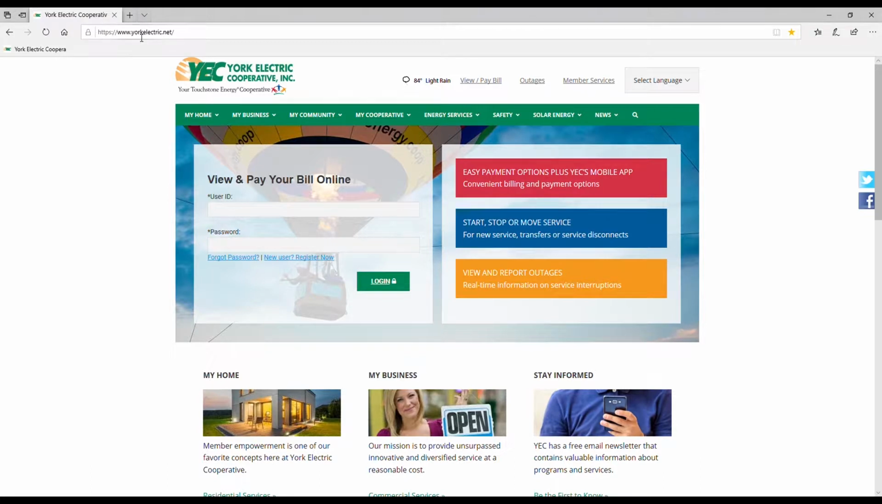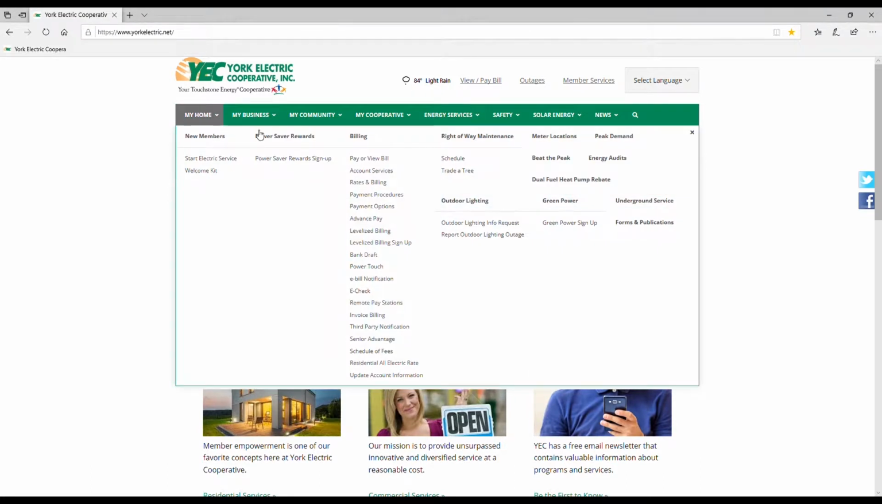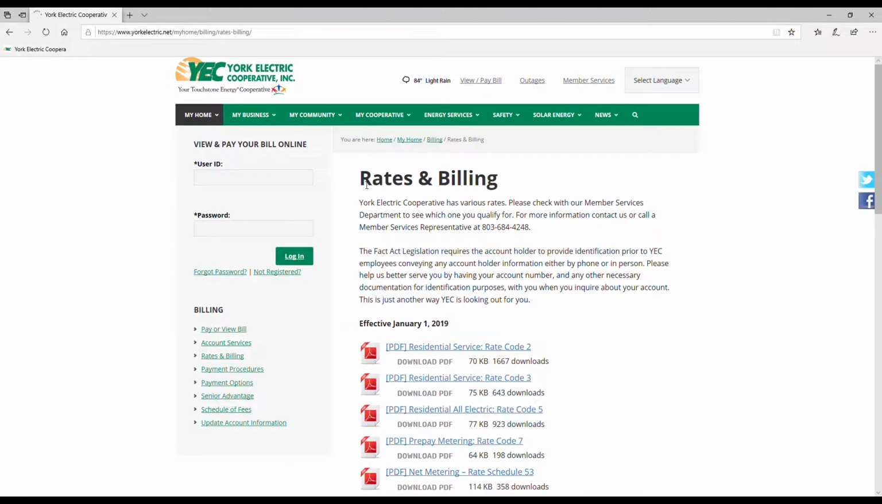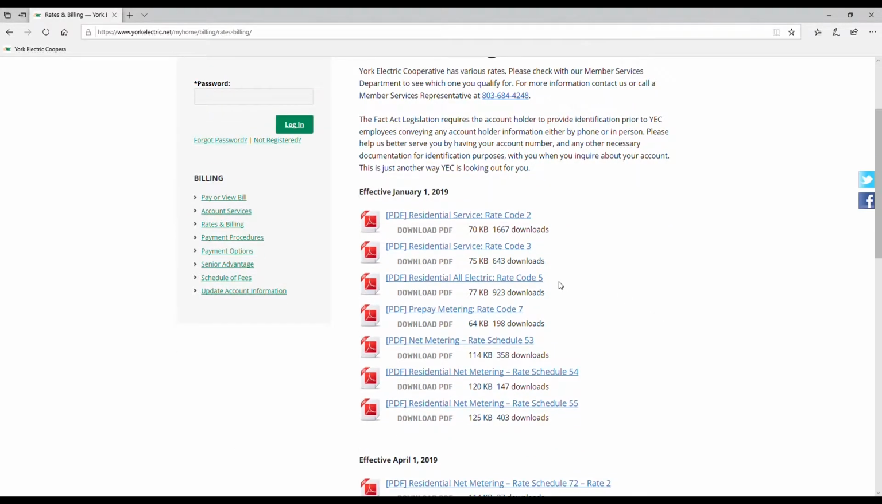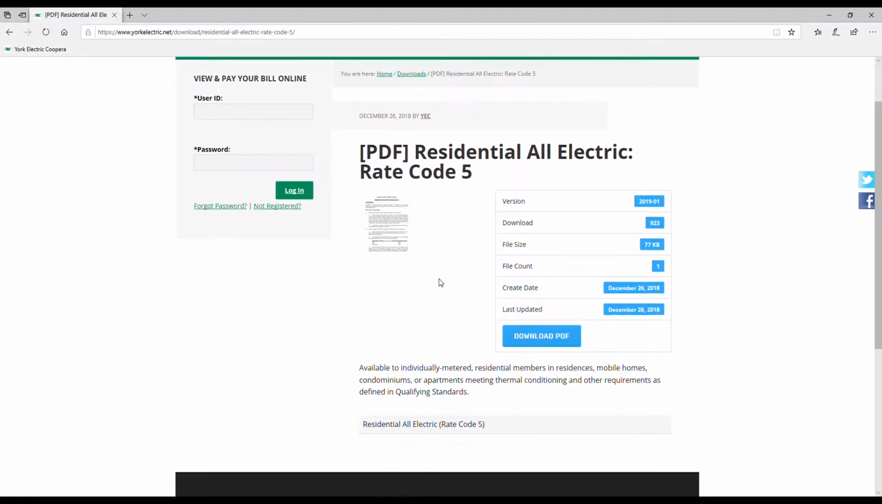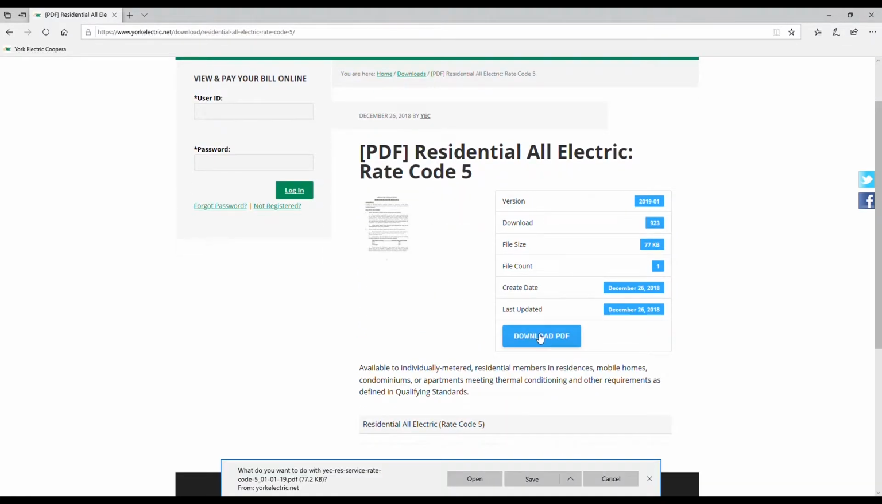First, you're going to go to www.yorkelectric.net, click on the My Home tab, then Billing, and then Rates and Billing. If you refer back to your bill, in the top right corner, you're going to see a rate, and that's going to correspond with a number. So the bill that we're going to look at today is going to be a rate 5. So we're going to scroll down and click on the rate code 5 and download the PDF.